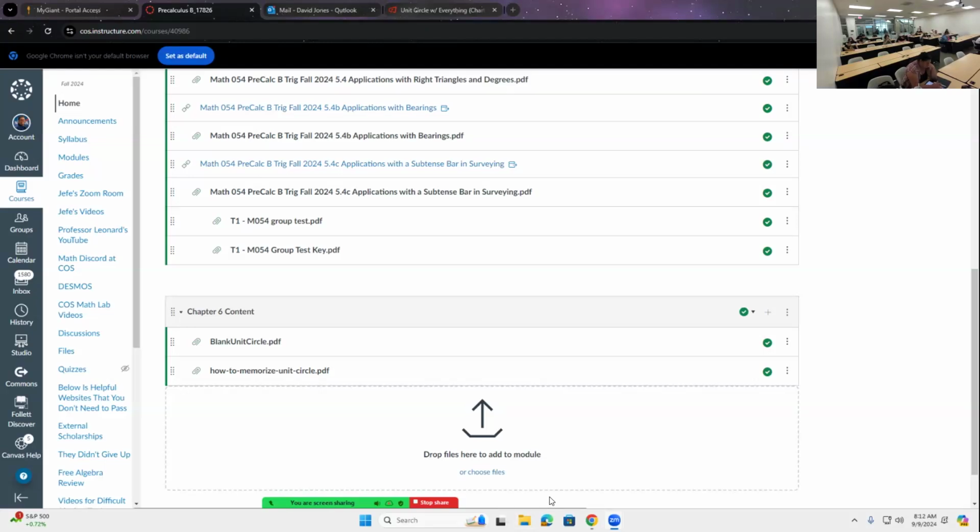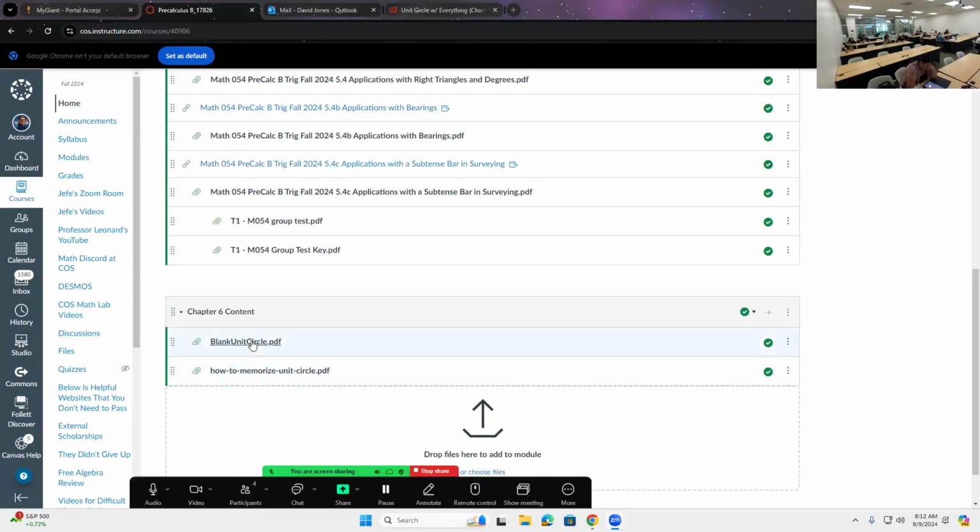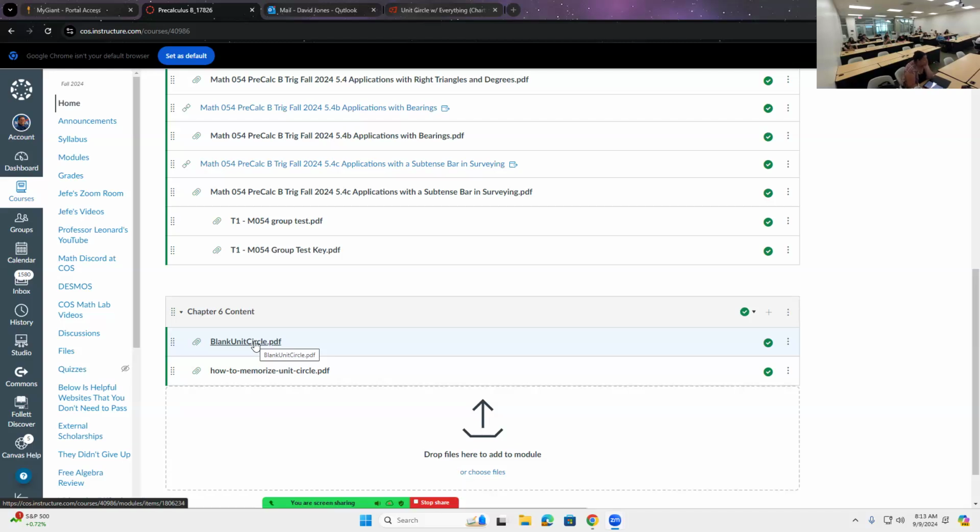In chapter 6, we've already done some stuff with the circle, learning degrees, but now we're going to learn something called radians, which are much more important in the grand scheme of things. The handout I just gave you, the blank unit circle, is this right here. This is helpful for people that are watching from home. If you go into the modules and click on blank unit circle, you can see what we're working on. I'll have one up on the screen, but if you want more copies to practice with, that will be available.